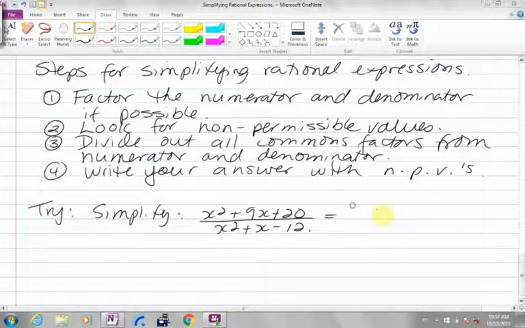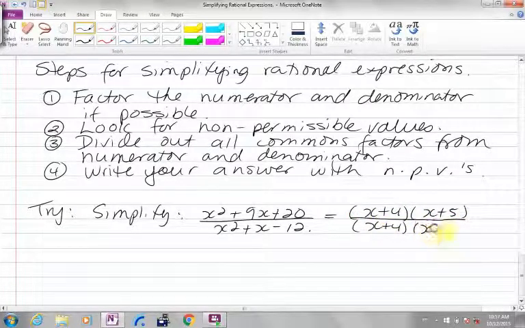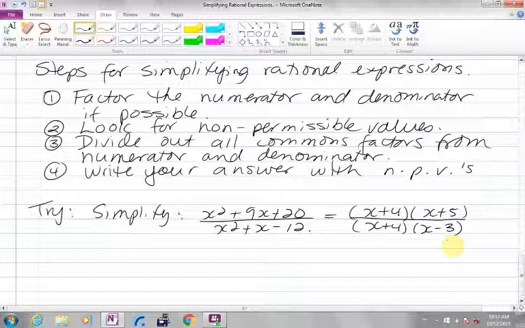So first we factor. So x plus 4, x plus 5, over x plus 4, x minus 3. Okay? So now we have these binomials that are being multiplied together. So it's in factored form. And x plus 4 is a factor. x plus 5 is another factor. So we're looking for factors that are common. Because remember, x plus 4 is just a number, right?